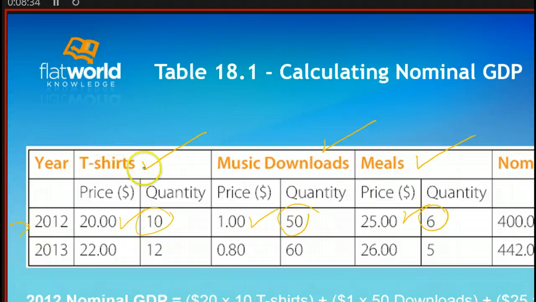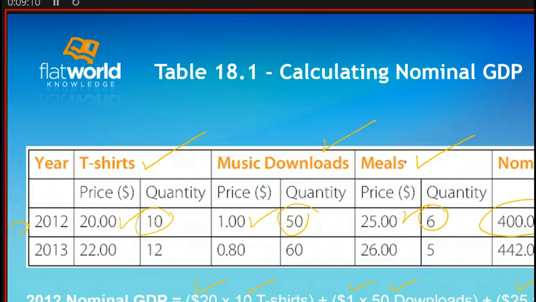I say, well, the value of all the t-shirts that economy produced was 10 t-shirts at $20 a t-shirt, so that was $200 of t-shirts. I know there were 50 downloads at $1 a download, so that was $50 in downloads. And there were 6 meals at the price of $25 a meal, so that's $150 of meals. If I add all that together, I say that in 2012, that 3-good economy had a nominal GDP, gross domestic product, of $400. Another way I can say it is that that economy had a total output of $400.